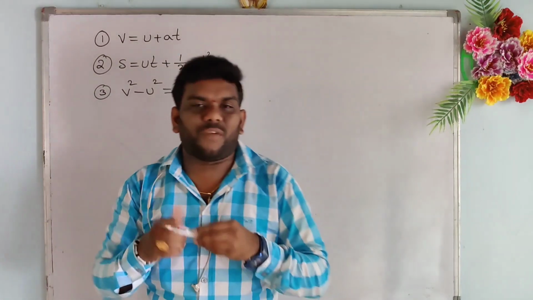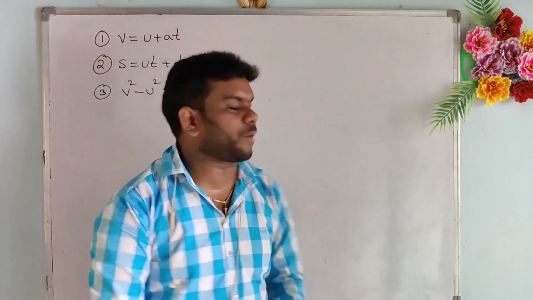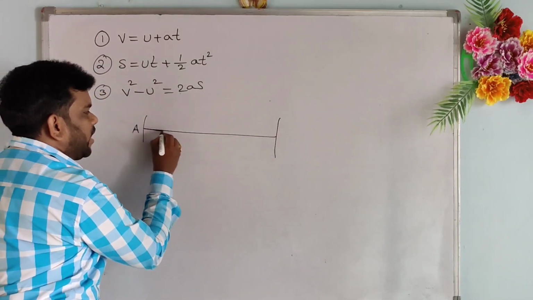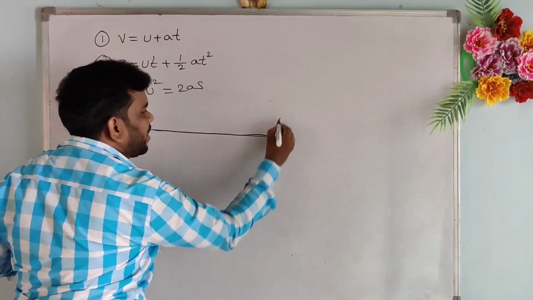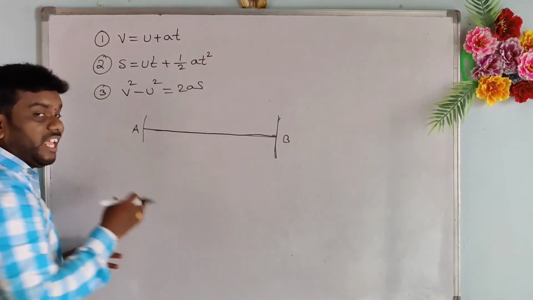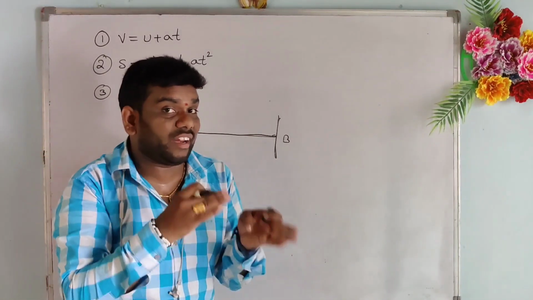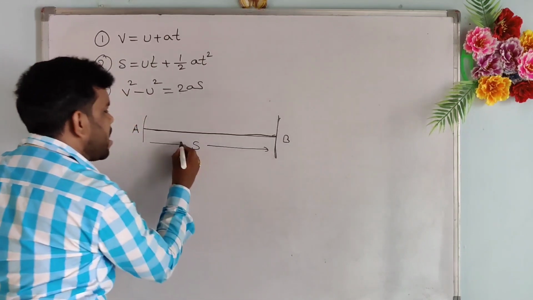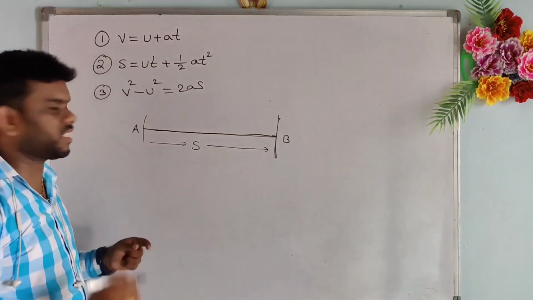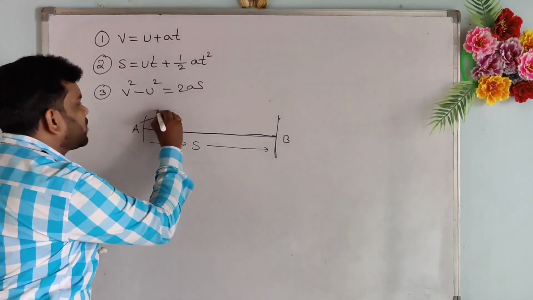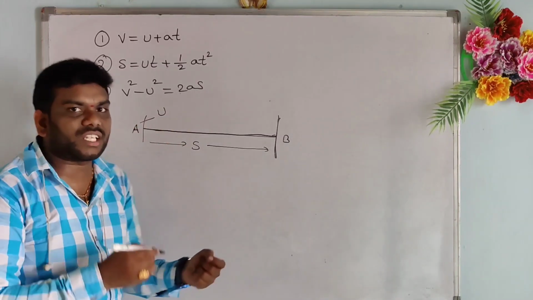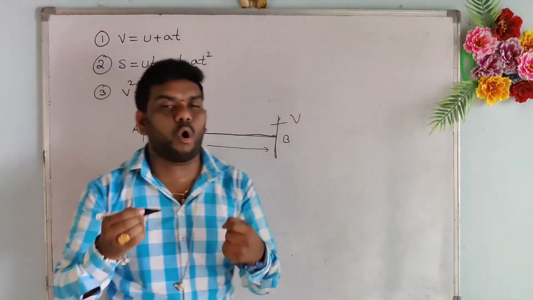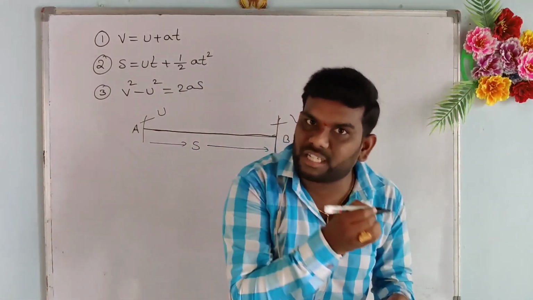For example, if a body starting from A travels some distance and reaches point B, that total distance is called S. The initial velocity is U, and this becomes V. This is called the final velocity because the body starting from A reaches point B.